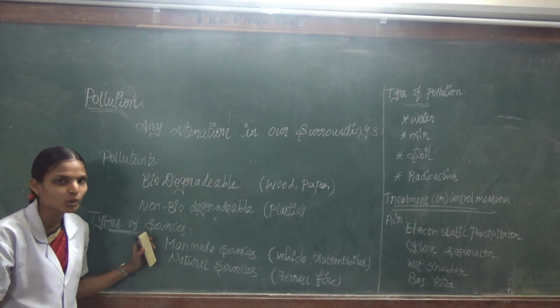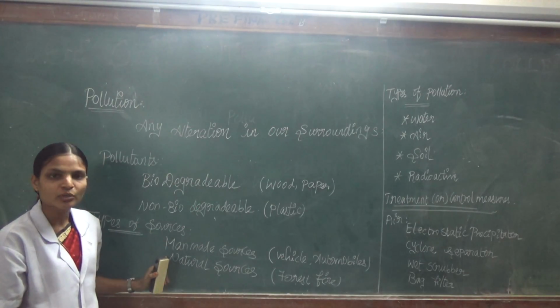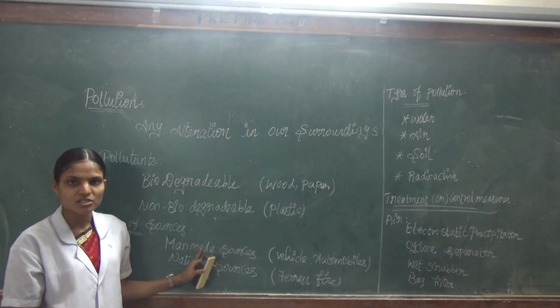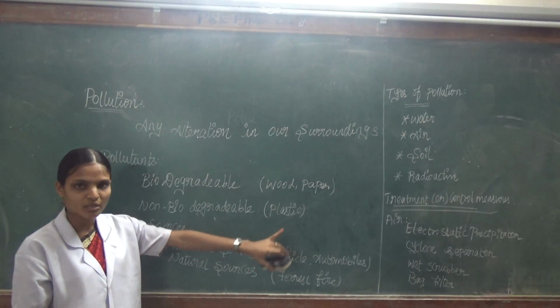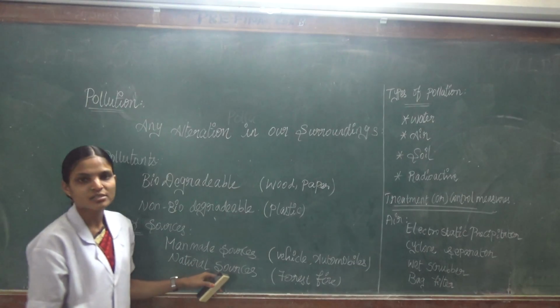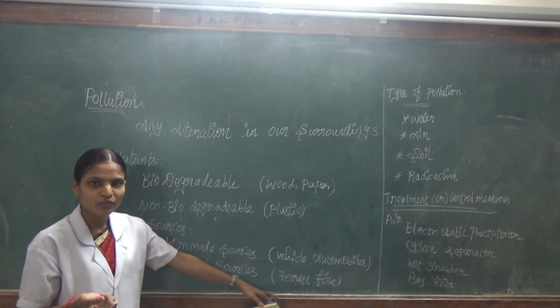The next one, types of sources. Based on sources, the pollution is classified into two types. First one is man-made sources. Second one is natural sources. Man-made sources are caused because of urbanization and industrialization. Example, vehicle emission, automobile emissions, industry emissions, etc. The next one is natural sources. Natural sources are nothing but those caused by forest fire that may lead to deforestation.